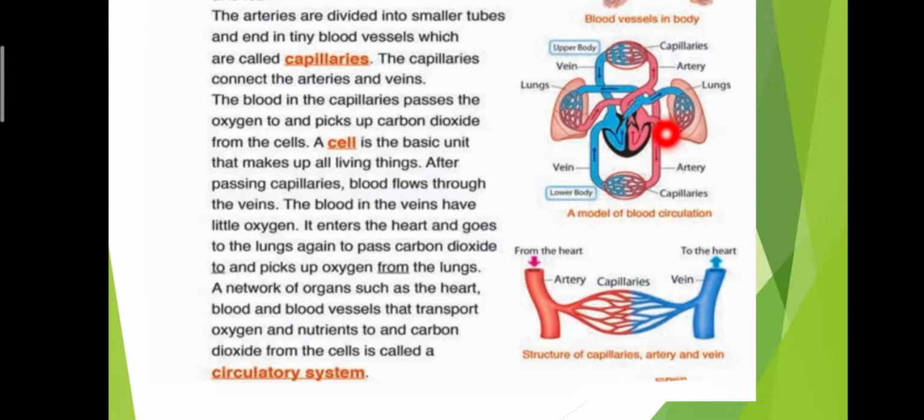A network of organs such as the heart, blood and blood vessels that transport oxygen and nutrients to, and carbon dioxide from, the cells is called a circulatory system.